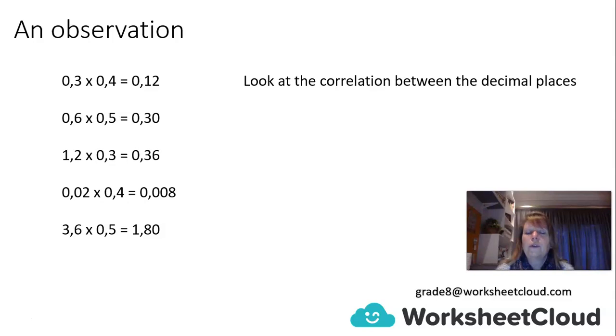And as I said, have a look at the correlation between the decimal places. We've got one decimal place there and another decimal place there, and we've got 2 decimal places in the answer. One decimal place there, another decimal place there, 2 decimal places in the answer. One there, 2 decimal places in the answer. Here we've got 2 and another one, so we've got 3 decimal places, and we've got 3 decimal places in the answer. And the last one, again, 2 decimal places in the number sentence, so we have 2 decimal places in the answer.